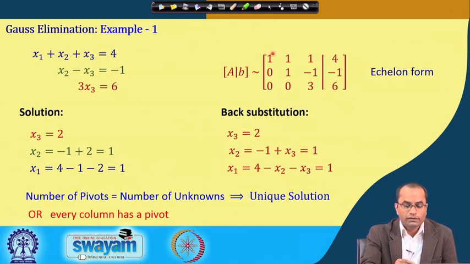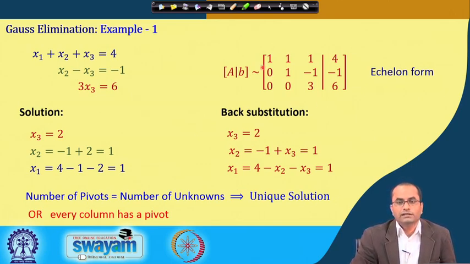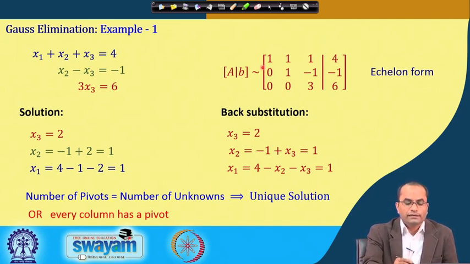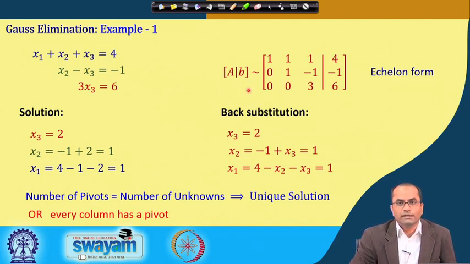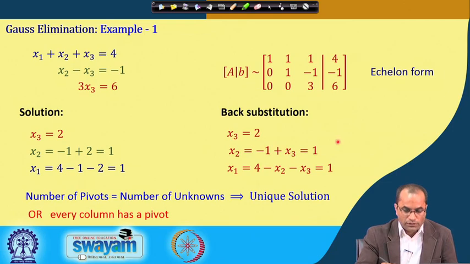We will be exploring these pivots a little more, and this is just a very basic introduction to this concept, considering only this 3 by 3 matrix. In the next lecture we will talk more about these pivots and echelon form.